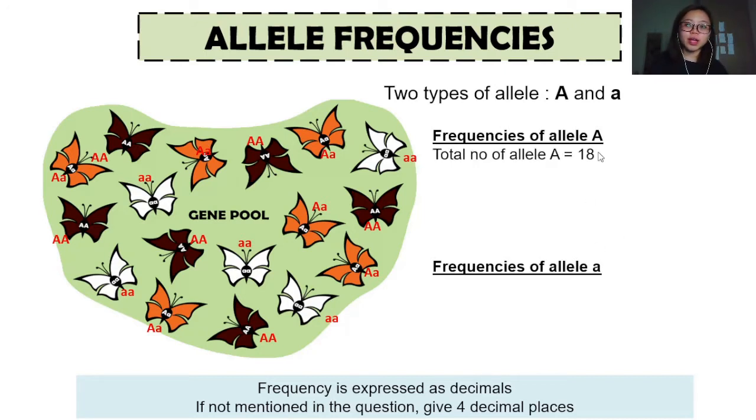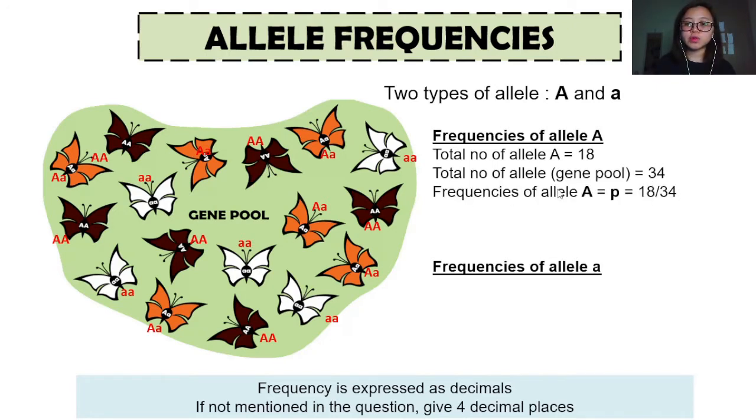All right, so to calculate the frequency of dominant allele A, we take the total number of dominant allele A, which is 18. Kalau kamu kira, you will get 18. And the total number of alleles, which is the gene pool. Here, there are 17 individuals, so the gene pool is 34 alleles. To calculate frequency of dominant allele A, also equal to P, it will be 18 divided by 34 equals 0.5294.